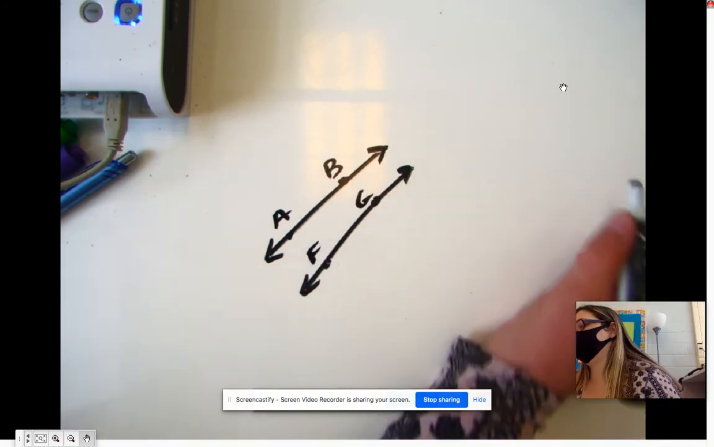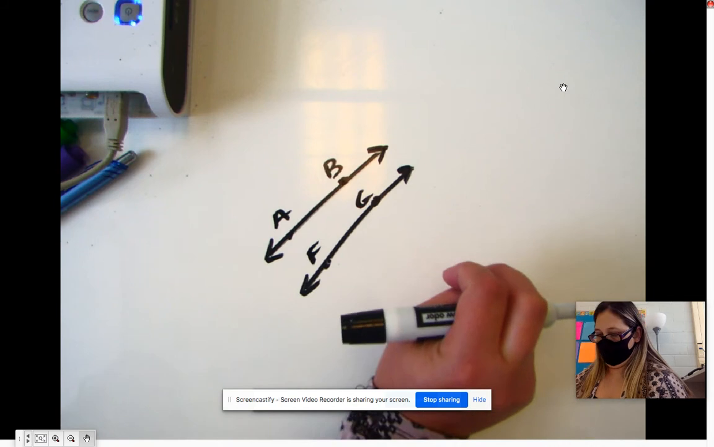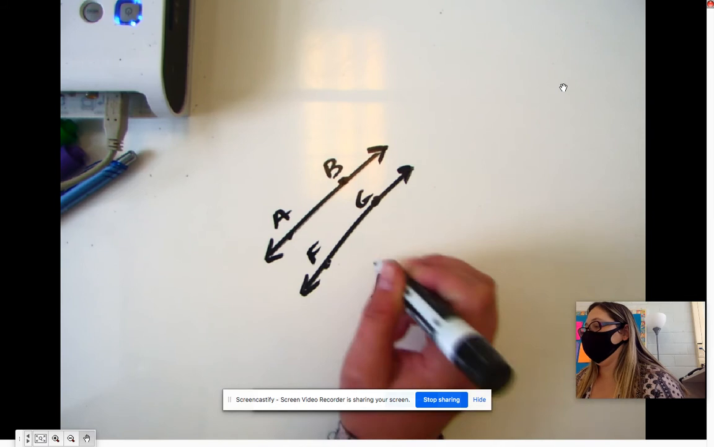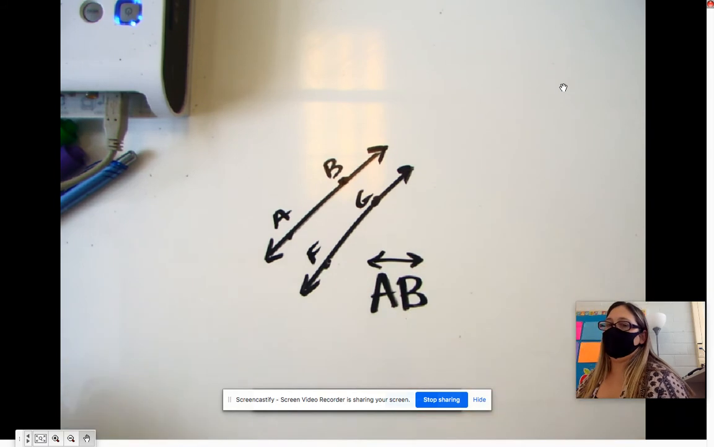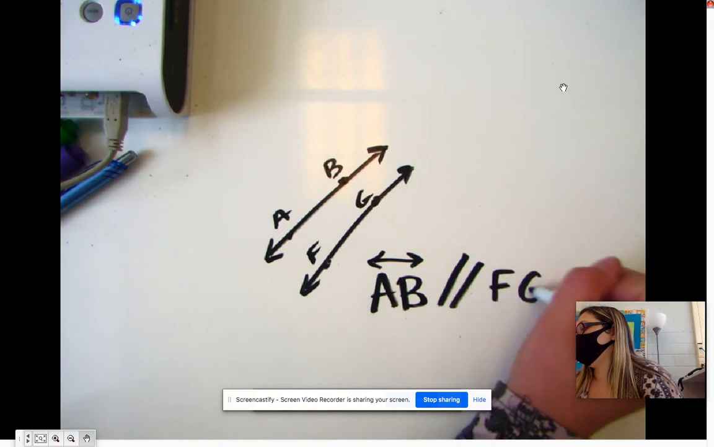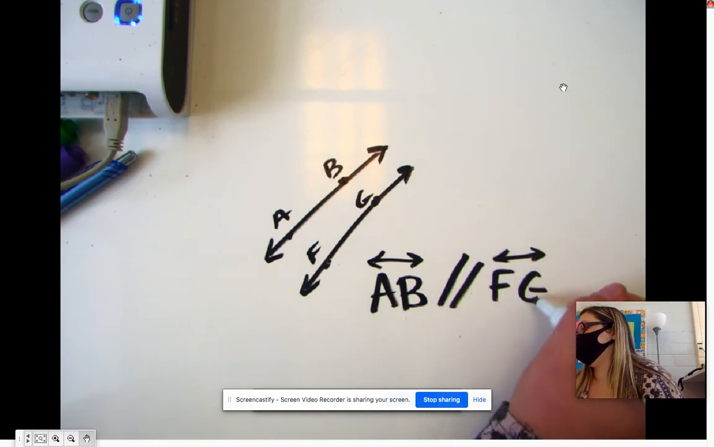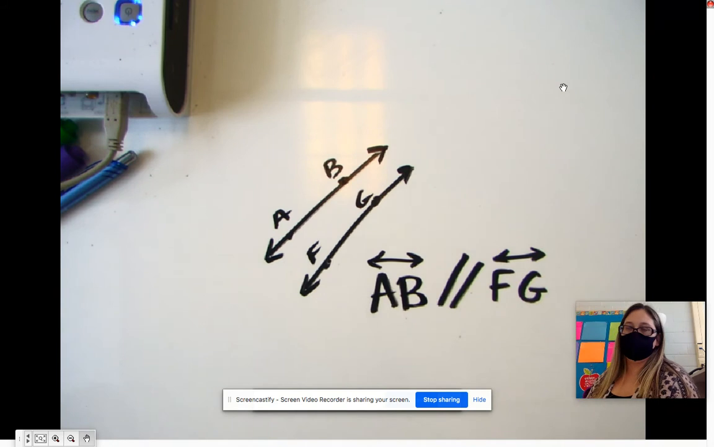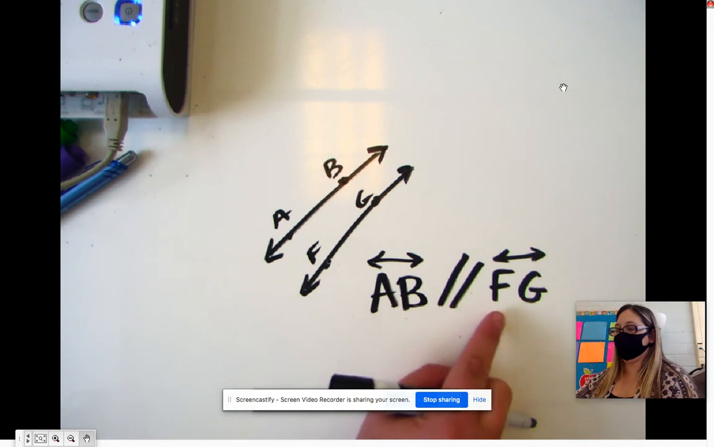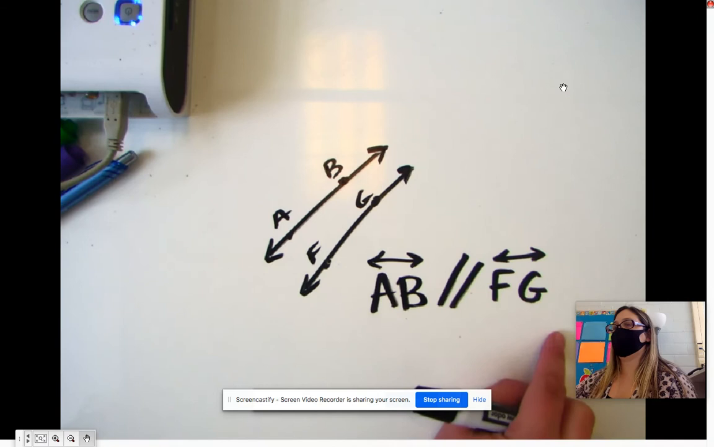Okay? To write it as a symbol, okay, you would say line AB. And remember from the first unit, when we're talking about a line, it's got the two arrows on top. Line AB is parallel to line FG. So we're lazy in math. So instead of writing everything I just said, okay, this is how we would write it. Line AB is parallel to line FG. This is the symbolic way of writing it, okay?